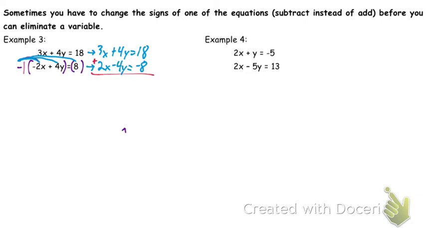What is 3x plus 2x? 5x. 4y plus -4y is 0, as we talked about. And 18 plus -8 is 10. So we have 5x is equal to 10. So 5x equals 10, we can divide by 5. This turns back into a chapter 2 equation. X is 2.